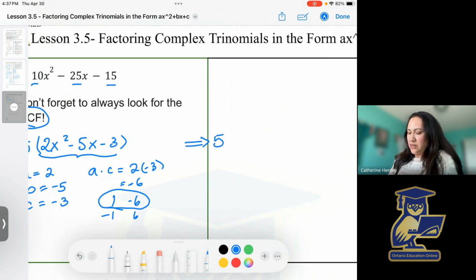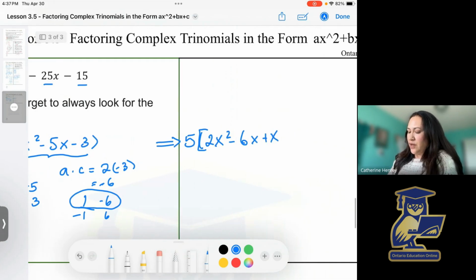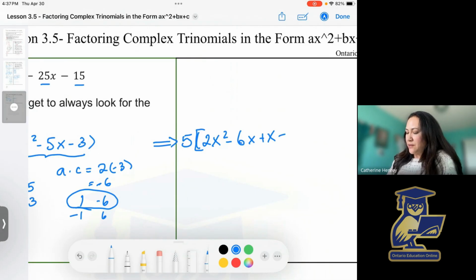It doesn't really make a difference here, but now we have, I'll use square brackets, 2x squared minus 6x plus x minus 3, because we split that middle term into the two factors that we just found. Then we're going to group the first two and group the second two and common factor them. So 5 is still out here.